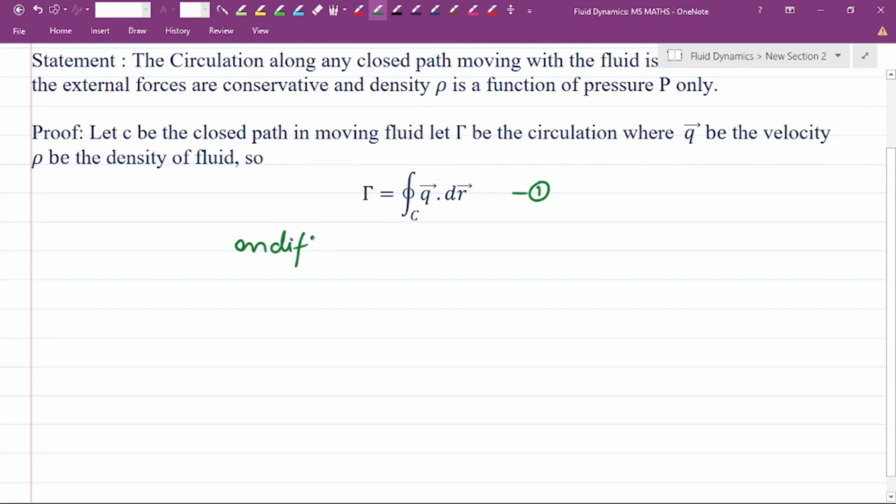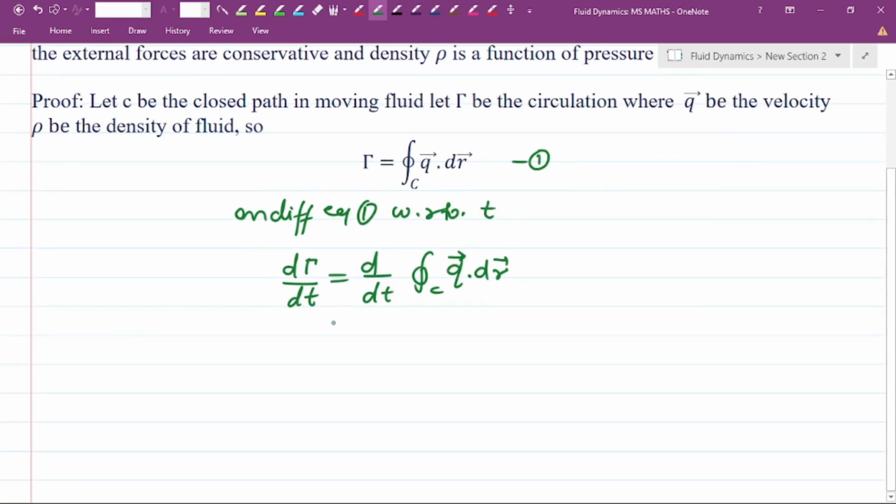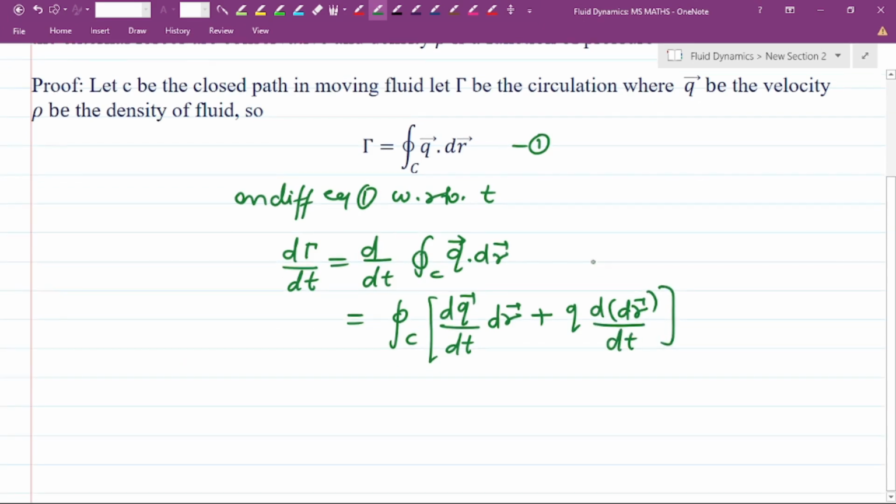On differentiating equation one with respect to t, it will be d gamma by dt is equal to d by dt of the closed integral of q vector dot dr vector. Okay, now we can differentiate this as dq vector by dt, where dr remains the same, using the product rule, and here it will be q dot d(dr)/dt. So it will be d gamma by dt.